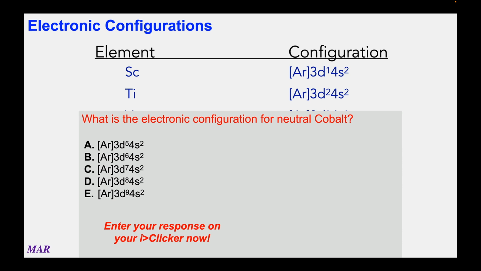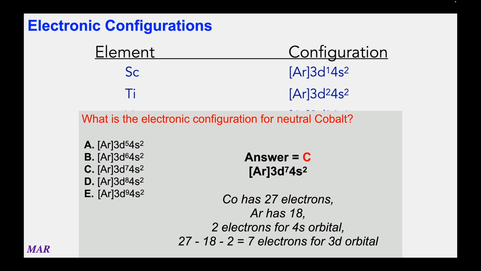So scandium would be 3d1, titanium 3d2, vanadium 3d3, chromium 4, manganese 5, iron 6, and you can probably see then that cobalt is 3d7. So the answer for this one would be argon 3d7 4s2. And that's how I would figure this answer out. You literally just count over left to right.